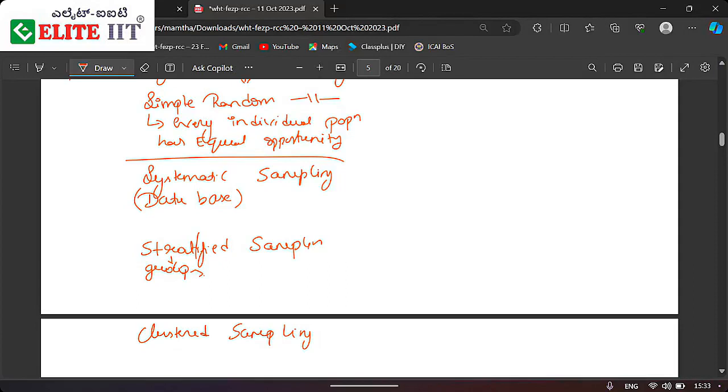When it comes to systematic sampling, I'll give everyone a number and make them sit. Then I will call the second number, fourth number, 10th number, something like that. I'll create a database in systematic random sampling. And when it comes to stratified random sampling, I'll make them into groups.